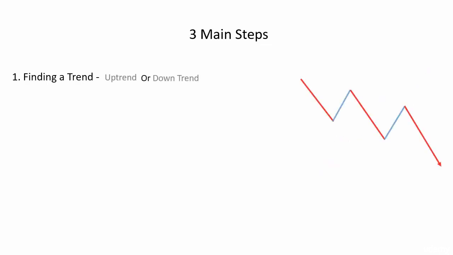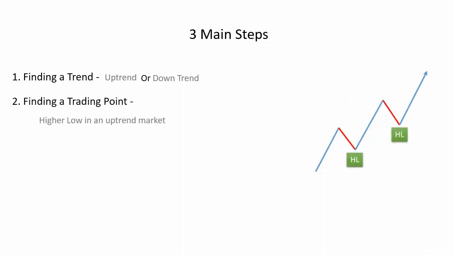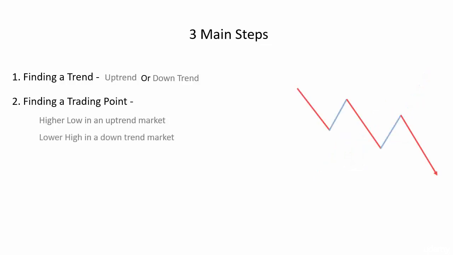To trade the valid swing points, we will be focusing on 3 main steps. The first step is finding a trend, either an uptrend or a downtrend on a price action chart. The second step is finding valid trading points on that trend. That means finding the higher low points in an uptrend market and lower high points in a downtrend market. As you already know from the previous lectures, the higher low levels are the trading points of an uptrend market and the lower high levels are the trading points of a downtrend market.